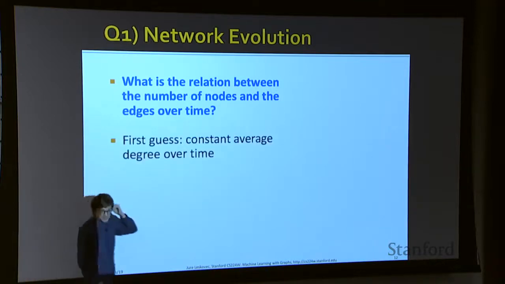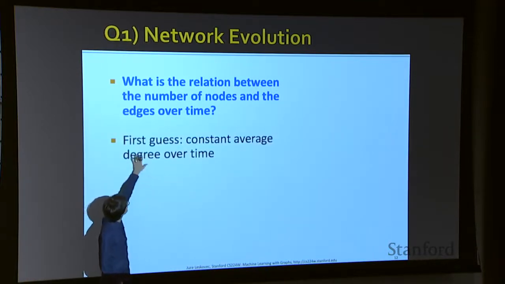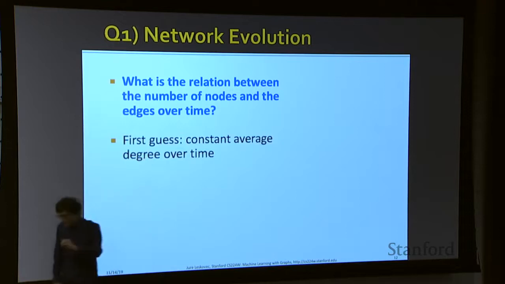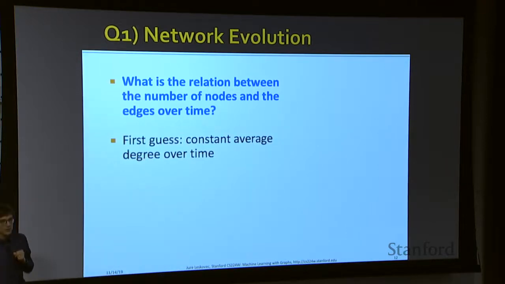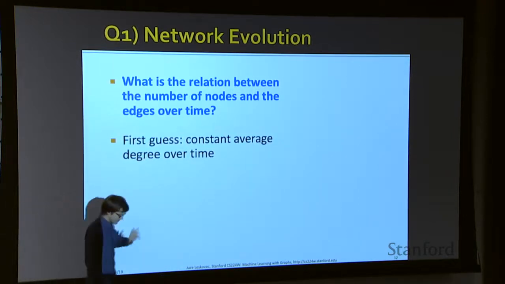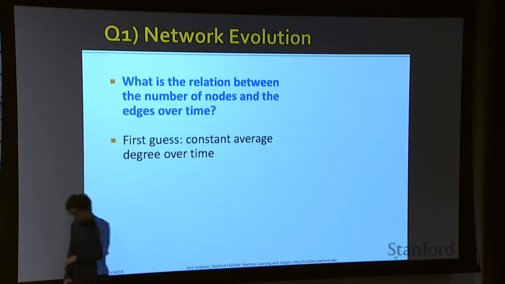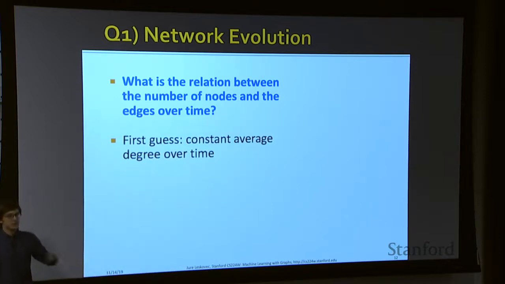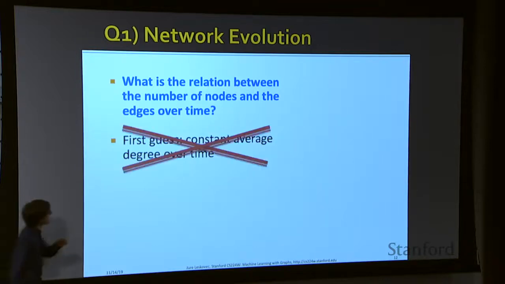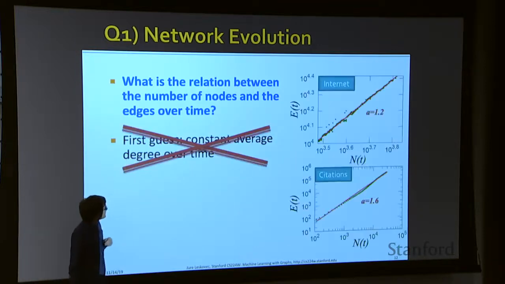And the first guess, and what was in the literature at that time, was this hypothesis of a constant average degree over time, right? So basically, every person has 10 friends, so if the number of people doubles, the number of edges doubles, but the average degree remains constant over time. As I said, this is not what you see in empirical data.